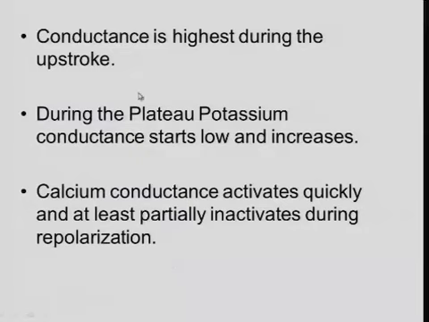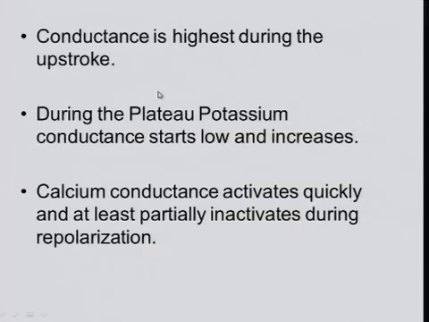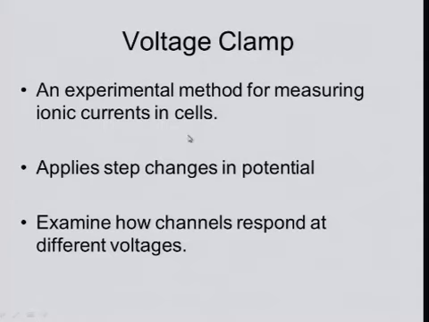So again, let me emphasize, conductance is highest during the upstroke. During the plateau, the potassium conductance starts low and starts to increase because of these delayed rectifier channels. There is some transient change in the K conductance, which can be kind of high due to that transient outward current. But in general, the thing that repolarizes it is that you get partial inactivation of the calcium channel and this slow buildup of other repolarizing currents.